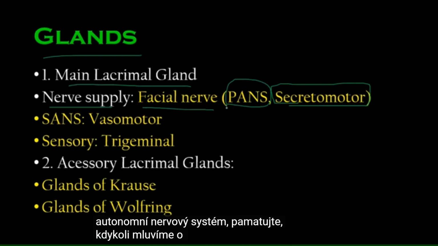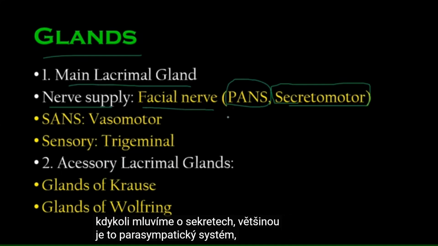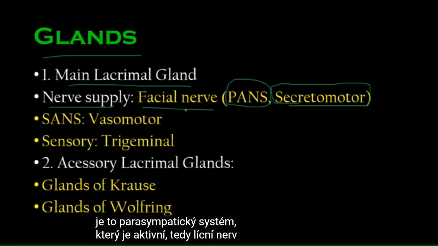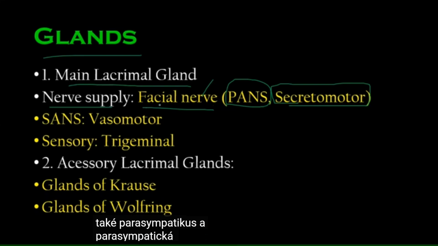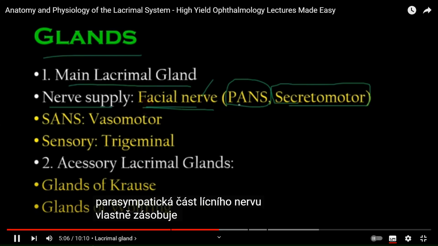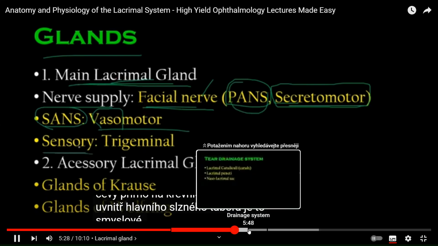Remember, whenever we talk of secretions, mostly it's the parasympathetic system which is active, right? So the facial nerve has a sensory part and a motor part and a parasympathetic part as well, right? And the parasympathetic part of the facial nerve actually supplies the main sensory.